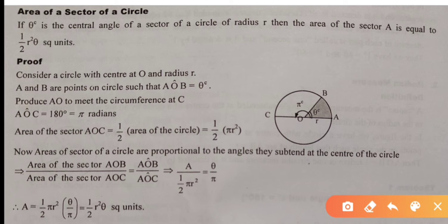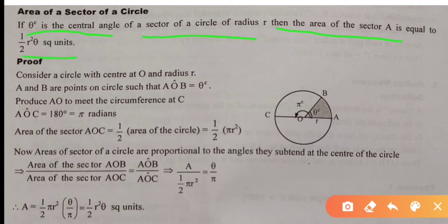Next, area of a circle, or you can say area of a sector of a circle. These are the important formulas, fundamentals related to trigonometry. So already we have an angle theta here. Let us consider if theta is the central angle of a sector of a circle of radius r, then the area of a sector A is equal to half r square theta square units.